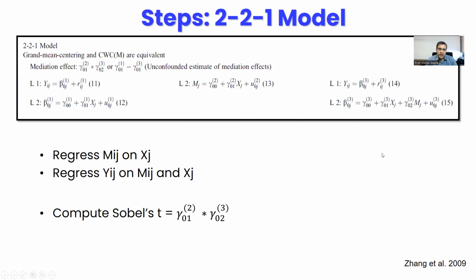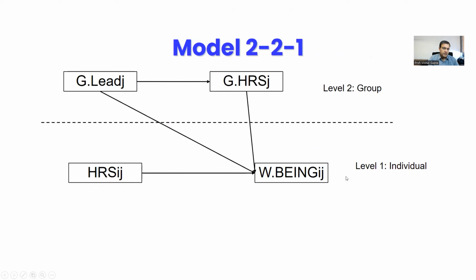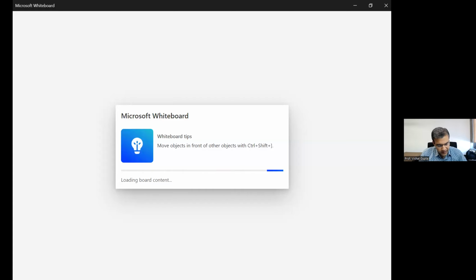Right, so let us now come to the 2-to-1 model. This is the model that I had told you. Let us write the equations and see how we will proceed. So what is the model now? We say G dot lead predicts G dot HRSJ, and G dot HRSJ predicts well-being. So you have your antecedent at level 2, G dot lead, your mediator at level 2 also, G dot HRS, and your outcome at level 1. This is the mediation that we are interested in checking. So this becomes our 2-2-1 model. We'll see how we write these equations, and then we will go to our R script.